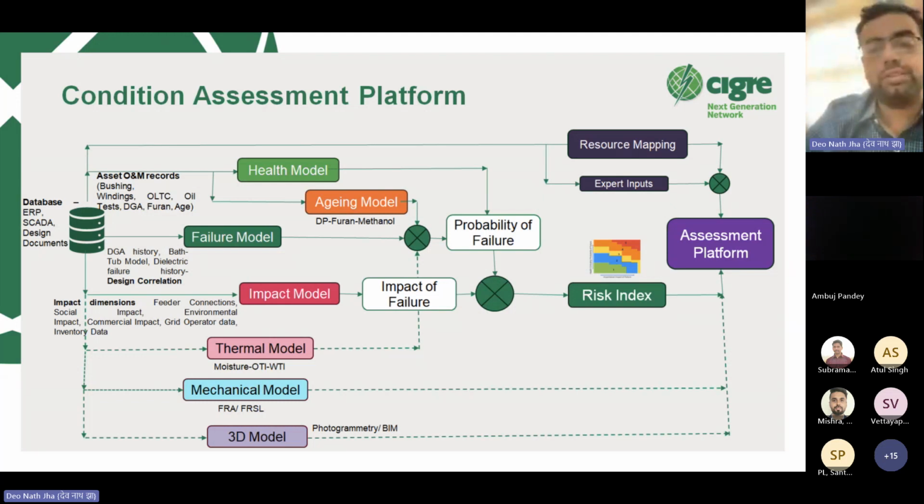So these together will be mapped together to formulate a risk index, and based on the risk index we can derive a condition assessment.